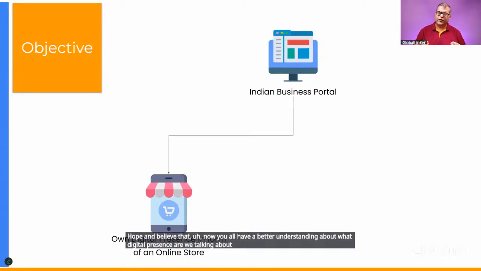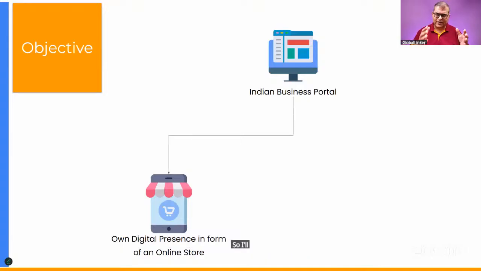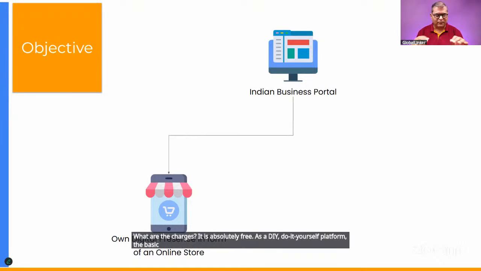Now there are a few common questions that get asked in almost every webinar, so I'll try to answer them related to this digital presence. One question is: what are the charges? It is absolutely free as a DIY, do-it-yourself platform. The basic version is absolutely free. There is a base version that all of you can use to create your online store and list products on the Indian Business Portal. All those features are available. There are certain premium features if you want to use them.